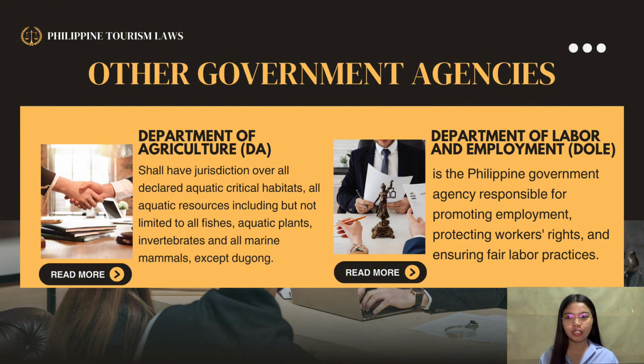Next, we have the Department of Labor and Employment, also called DOLE. It is the Philippine government agency responsible for promoting employment, protecting workers' rights, and ensuring fair labor practices. It formulates policies and programs to improve working conditions and uphold labor standards.